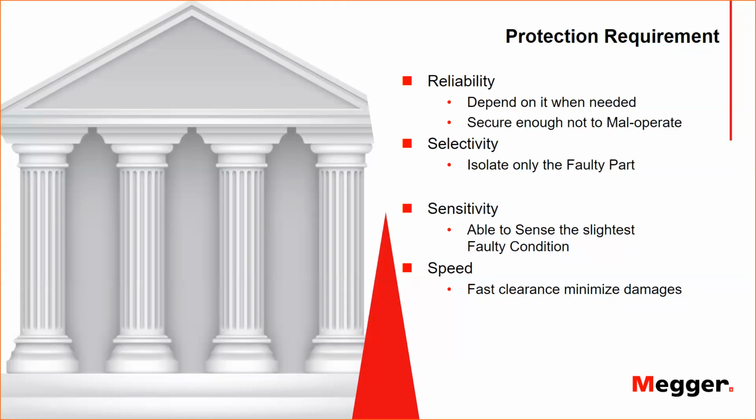Thirdly, I have sensitivity. Sensitivity means that it's able to sense any smaller faults that might not be a huge problem at first when they start, but they could develop. It should be able to sense them and operate according to these small faulty conditions. And last is speed. I want it to operate or trip as fast as possible.